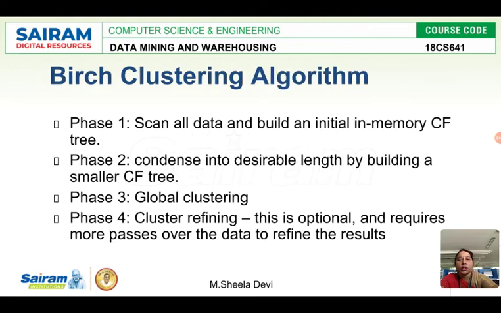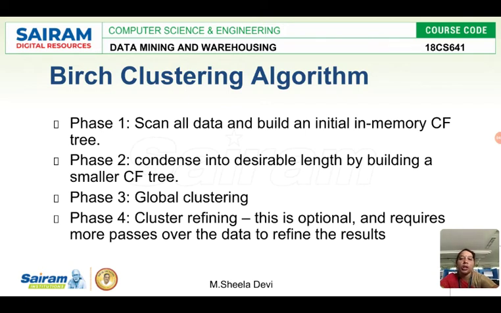This is CF tree insertion, and we have the BIRCH clustering algorithm here. There are four different phases in the BIRCH clustering algorithm. First, scan all data and build an initial in-memory CF tree: from the database we scan all the data and create the CF tree. In the second phase, condense this data to a desirable size by building a smaller CF tree. Our ultimate aim is to reduce the quantity of the data, so we condense the CF tree into a smaller CF tree.